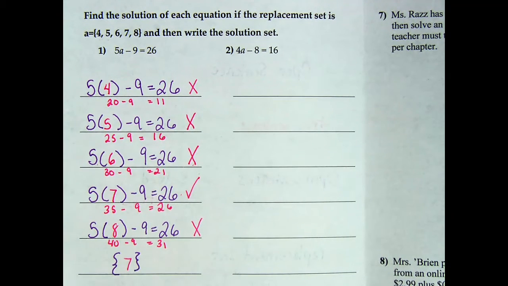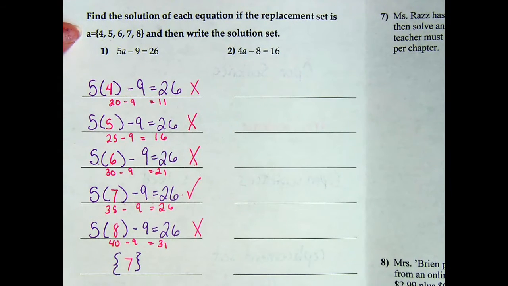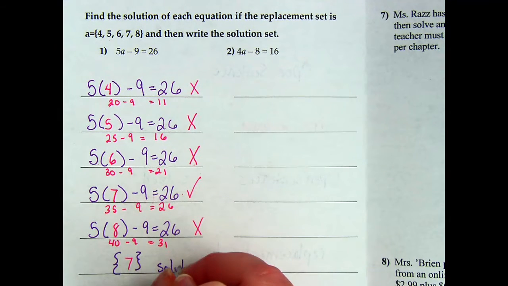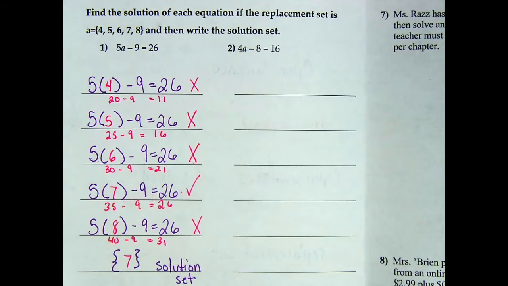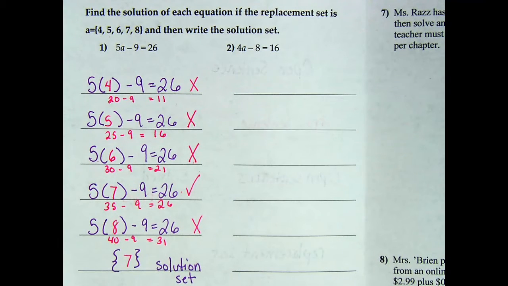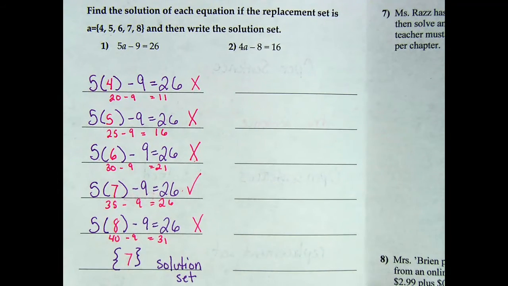The replacement set contains all of the numbers, and your solution set only contains the numbers that make your equation true. This is different than just simply trying to solve for A. These are the steps that you must follow to get credit for this assignment.